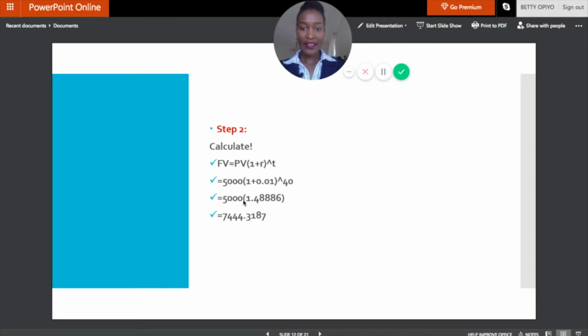That factor, 1.48886, comes from starting with the parentheses, 1 plus 0.01, and then raising it to the power 40. That yields 1.48886. And then the last thing you want to do, the way we did the first example, is to multiply by the present value, the amount of money you have today, which is 5,000. The result would be 7,444.3187. So this is the amount of money that you will have at the end of 10 years if you invest it at 4% compounded quarterly.